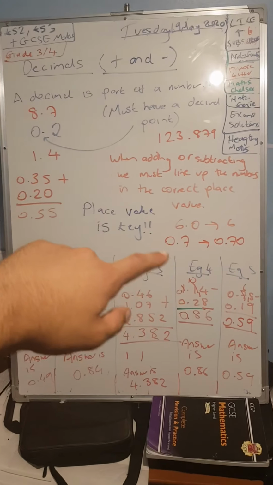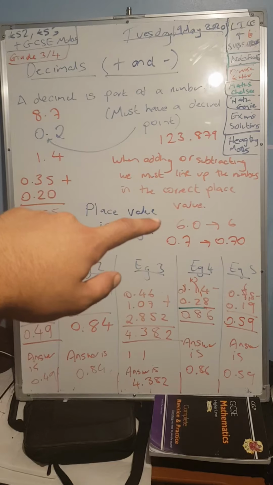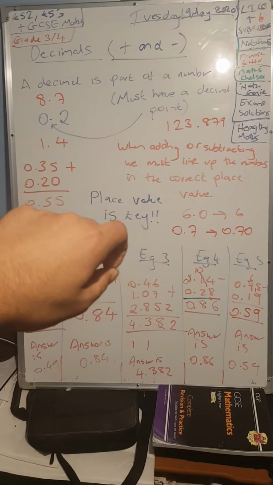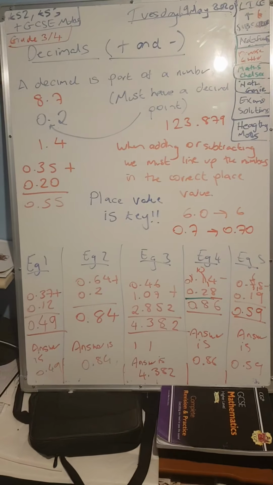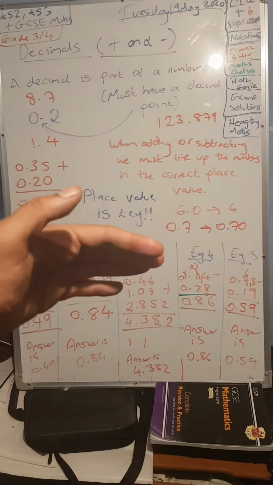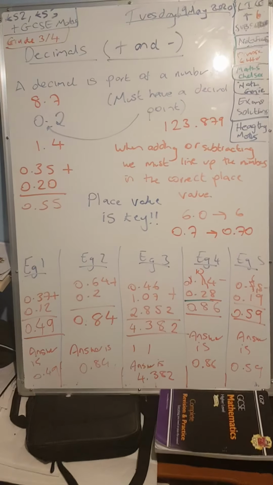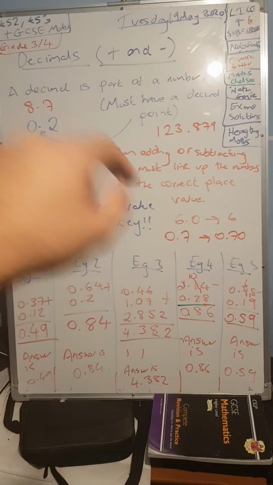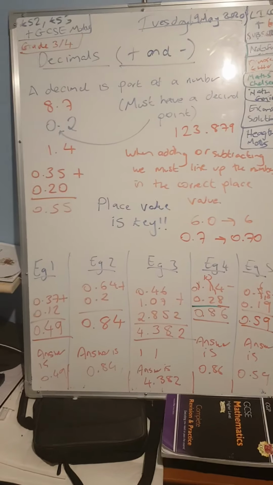So this is 6.0. Now we can express decimals like whole numbers. A key point here, guys, is that if it has a 0 after the decimal point, it's the same number. What I mean is 0.7 is the same as 0.70, and 6.0 is the same as saying 6.